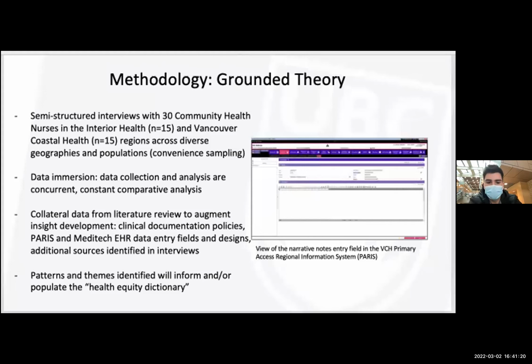In order to develop these understandings and our health equity dictionary, we will conduct these interviews using grounded theory. This approach is flexible, practical, and solution oriented, which is why we're using it. Grounded theory basically means that we are grounding our theory in the data that we're getting. And this is adapting as we go from interview to interview to interview, so we can get the best and most relatable results possible. We're going to be trying to recruit nurses from different populations and geographical settings because that's going to help us get more rounded data.